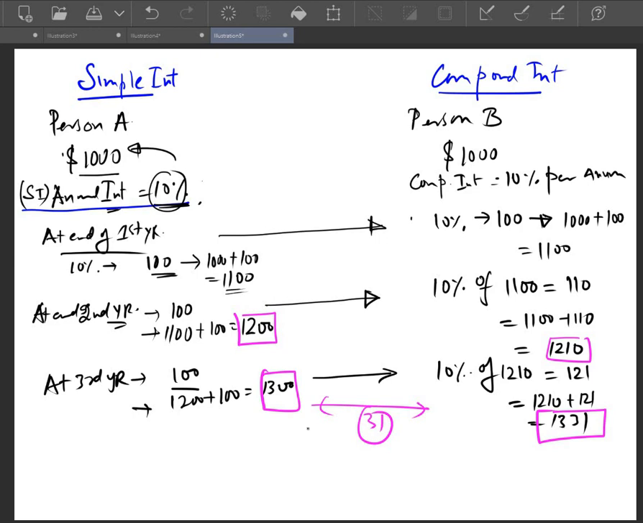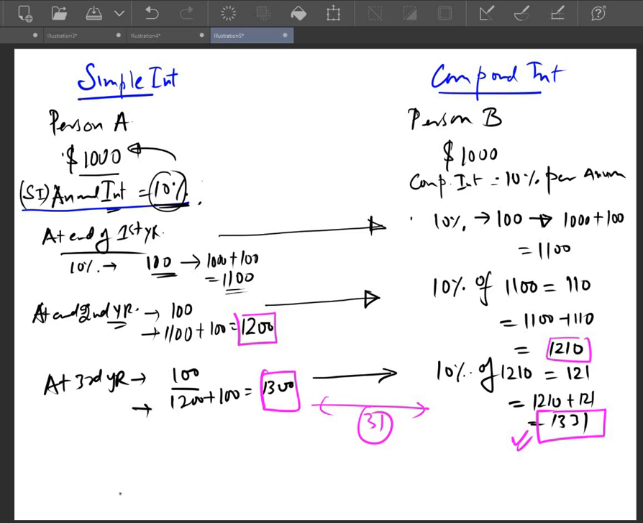And this difference will start to grow more if they're invested in this amount of money for a longer duration of time. So that is why compound interest, when it comes to investments, is a far better instrument than simple interest, because in simple interest your money does grow, but it does not grow as fast as compound interest. So that's in its basic entirety what simple interest and compound interest are.